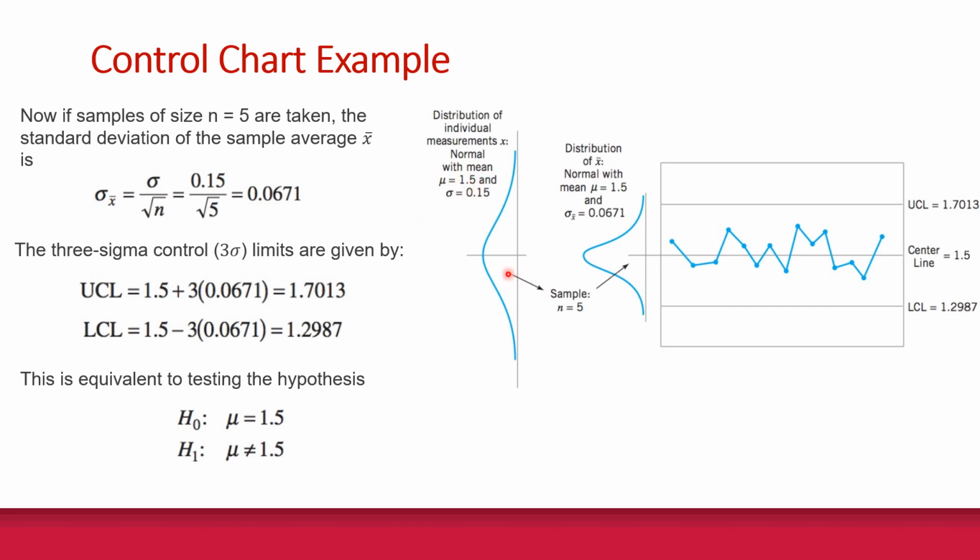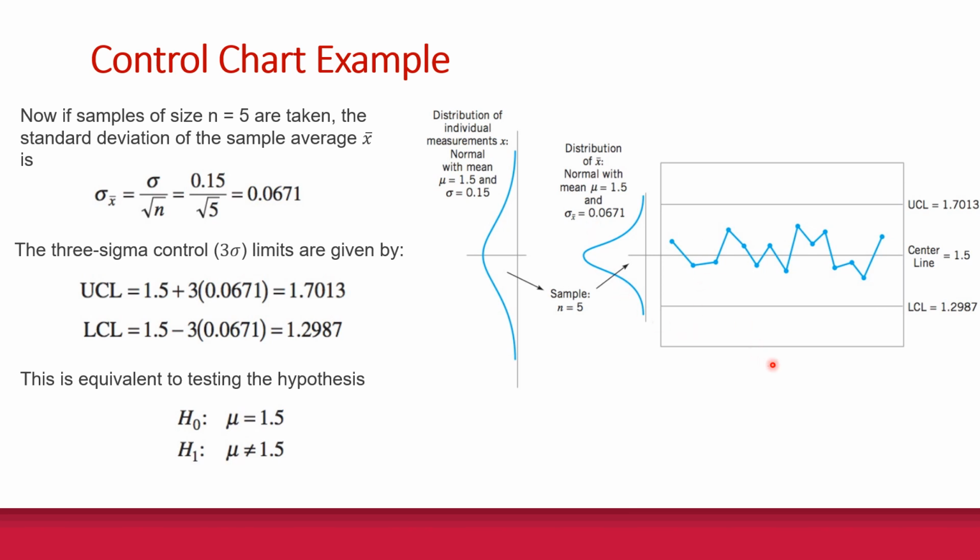Now let's take a sample of this. Let's say we're manufacturing 1,000 dumbbells a day, and our population has a mean of 1.5 pounds and a variance of 0.15 pounds. Every hour on the hour, we take 5 dumbbells off the production line, and we weigh them, and we determine that the sample mean is 1.5 and the sample variance is 0.0671. How do we get this value? Well, remember, if we know the population value, 0.15, we can divide by the square root of n, which is the number of samples. So that's 0.0671.